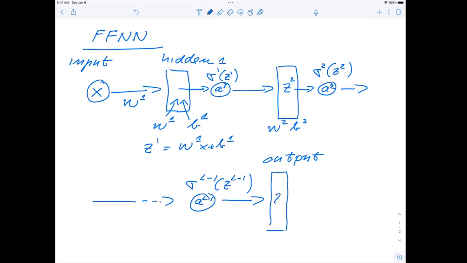So we have an input Z of L. We have the weights WL. We have the biases BL. And then this produced also an output, this A of L, which we labeled as Y. So that's our final output here. And this is also modulated by an activation function.